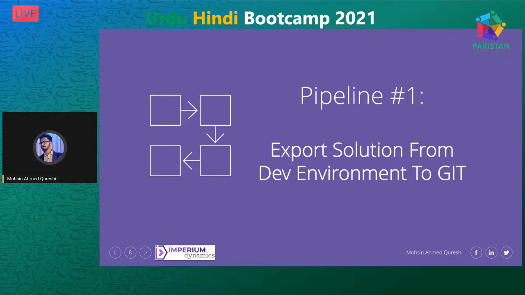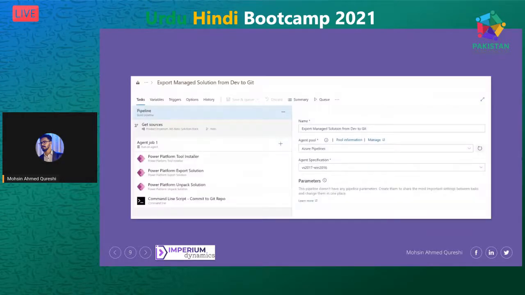We'll be exporting a managed solution from our dev environment or our sandbox environment, and then we'll unpack that solution and check it into our source control system, which is Azure's source control system. And then this is the task which will be achieved by this pipeline, and the further task will be achieved by another pipeline. I'll get into detail later why we are splitting this into two pipelines. So this is what the first pipeline will look like once it is complete.